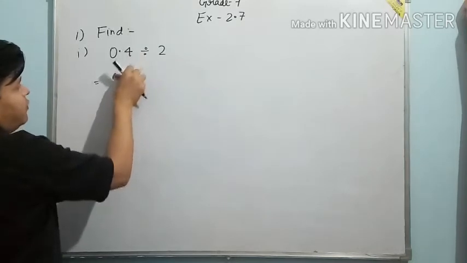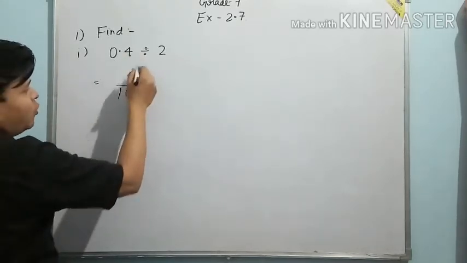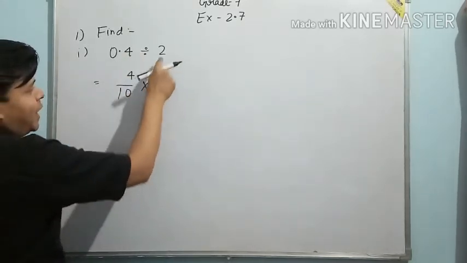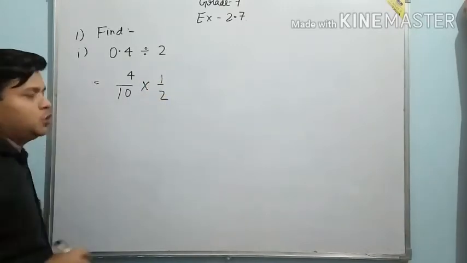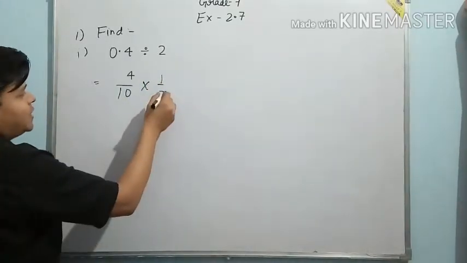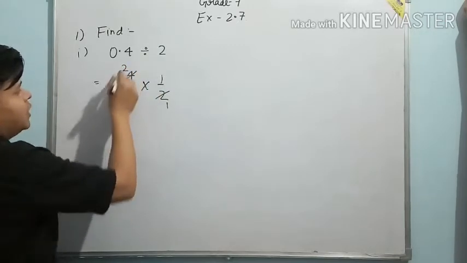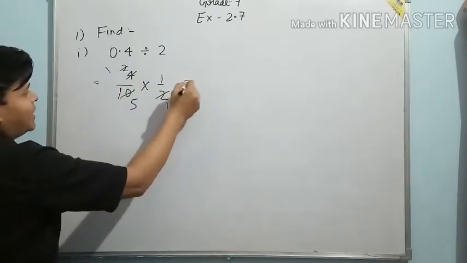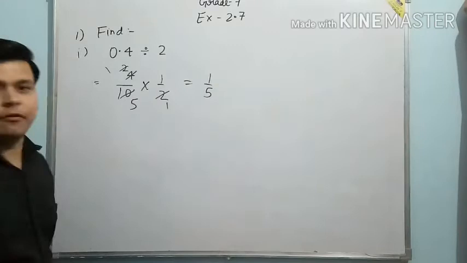So now I am removing this, and as we all know, when divide will become multiply and 2 will become 1 upon 2. So now we can cancel this as 2 one time, 2 two times, and 2 one time, 2 5 times. So finally the answer is 1 upon 5.